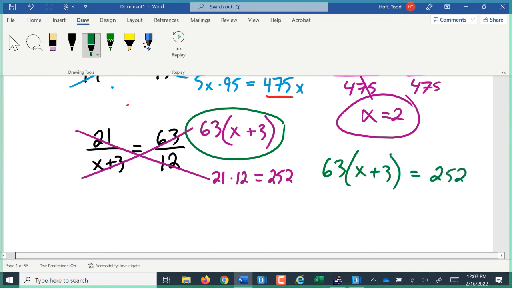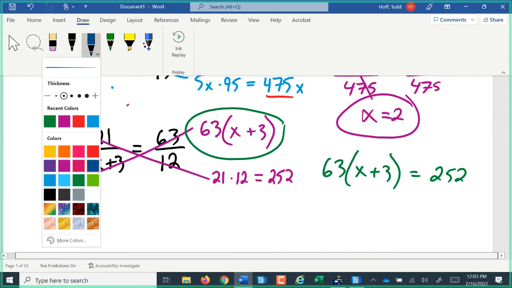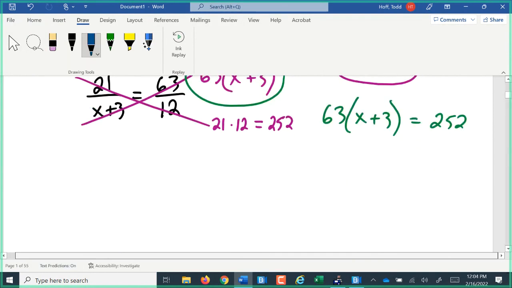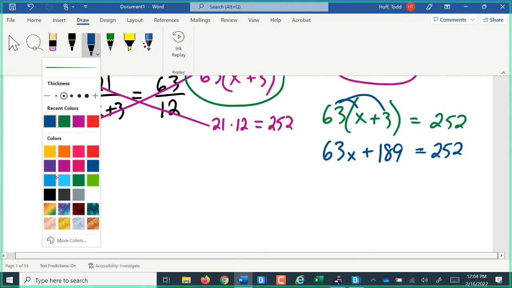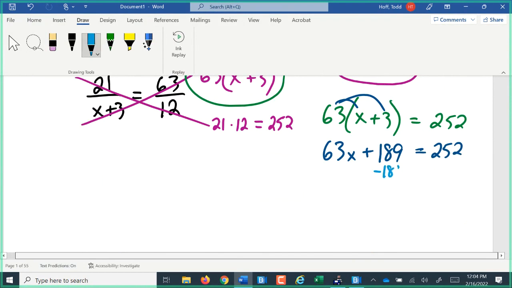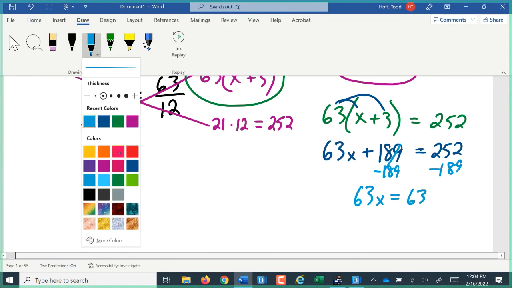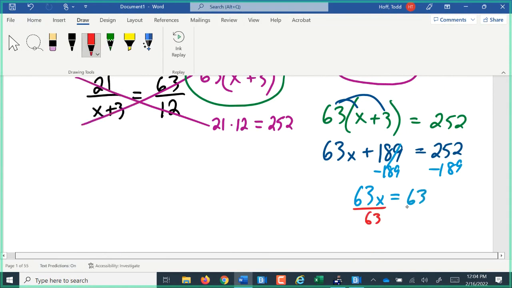And now we proceed to solve. We have to combine what we can here on the left side. We'll distribute the 63. 63 times x plus 3 is 63x plus 189. Next, we'll go ahead and subtract the 189. 63x equals 252 minus 189, which is 63. Last step here is pretty simple. Divide by 63, get x equals 1.